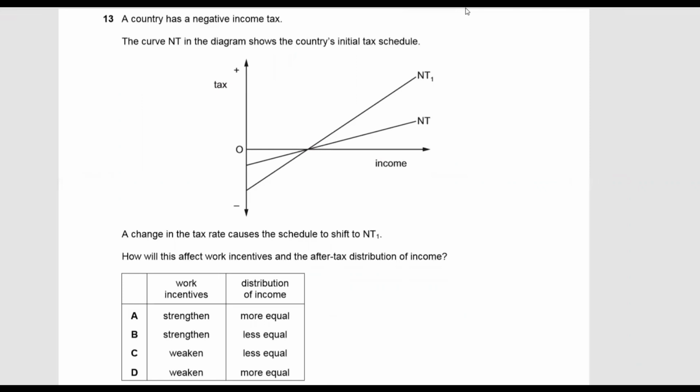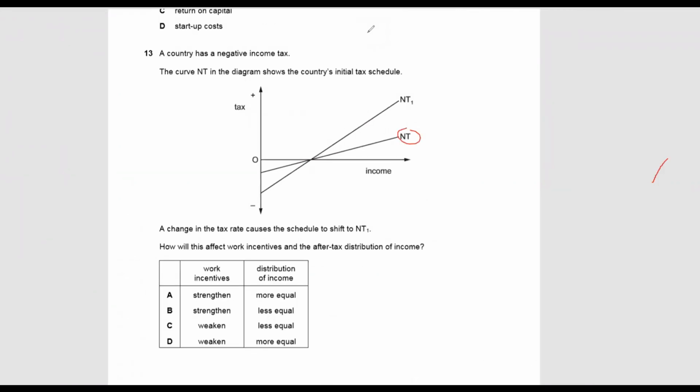A country has a negative income tax. The curve NT in the diagram shows the country's initial tax schedule. This is initial tax schedule. A change in tax rate causes the schedule to shift to NT1. So new schedule is NT1. When it moves to NT1, it means it is moving towards tax rate. So tax rate would be high at this and tax rate at NT would be lesser. It means at each level of income, for example, if we consider this much income, at this income you can see that tax on NT would be this much and tax rate on this would be this much.